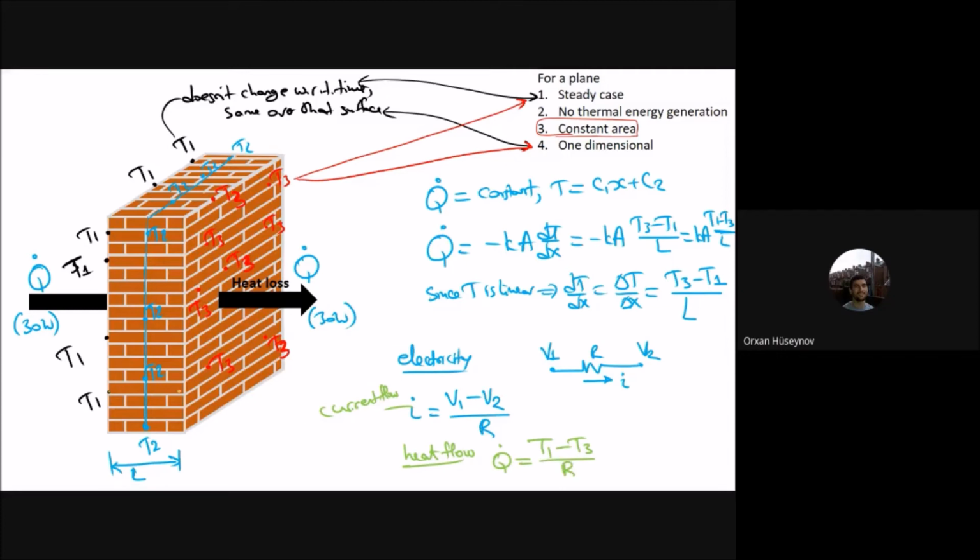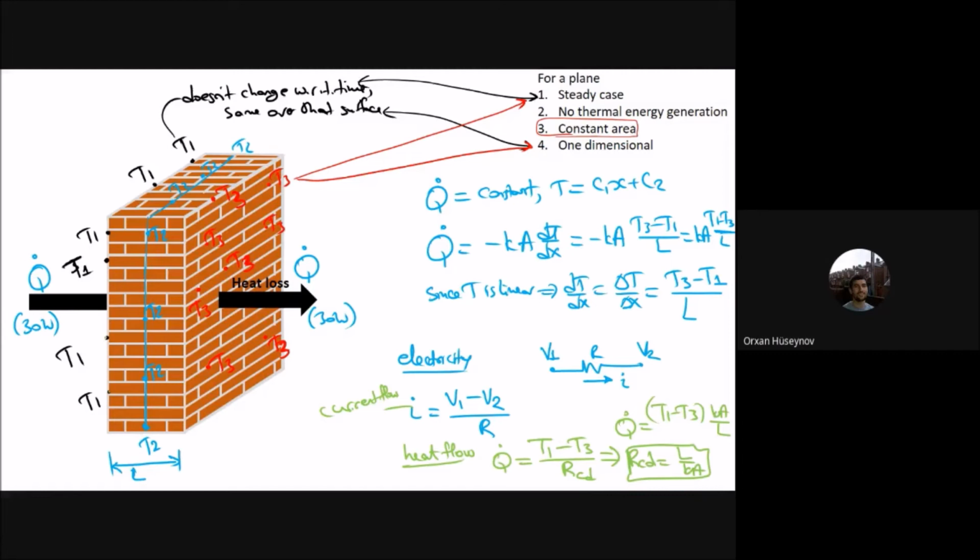Here the resistance is due to conduction, therefore I will add CD here, meaning it is due to conduction. Let me write the full equation: T1 minus T3 multiplied by K A and divided by L. This is the final full-form equation, and from here you will notice that R_CD is equal to L by K A. This is the resistance.